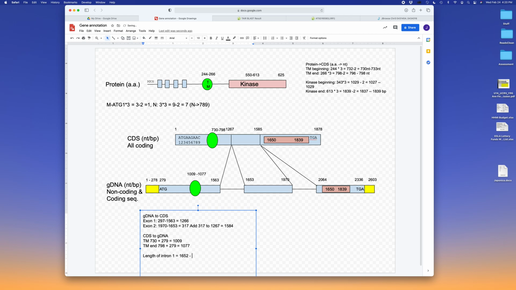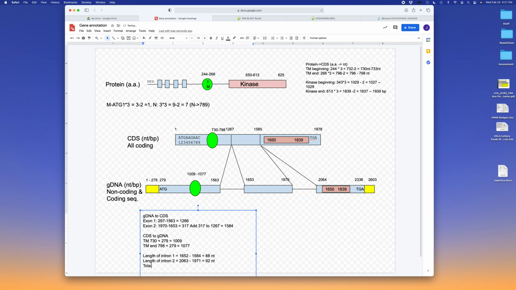And then this one is 1563, that's the last nucleotide of the exon, so the first nucleotide of the intron is 1564. And that equals 88, the small intron there, so it's 88 nucleotides. The length of intron 2 is the same thing, so it's going to be 2063 minus 1971. It's 92 base pairs, another small intron.